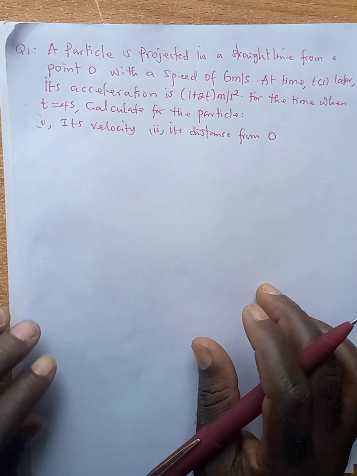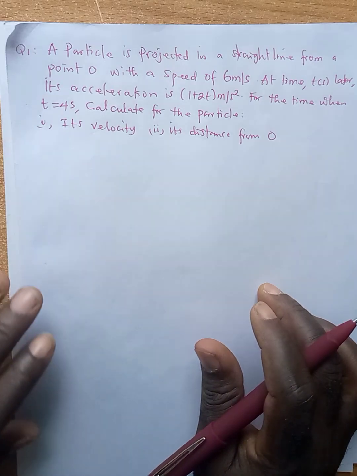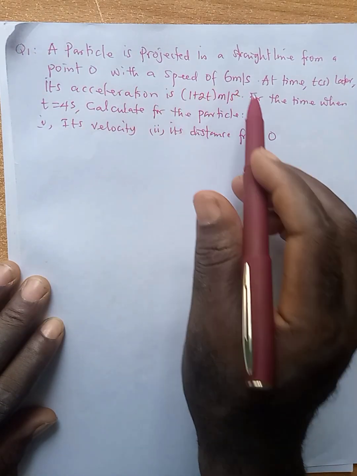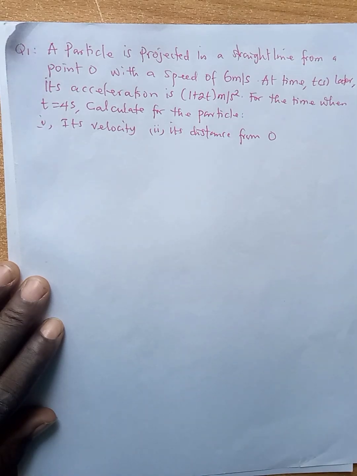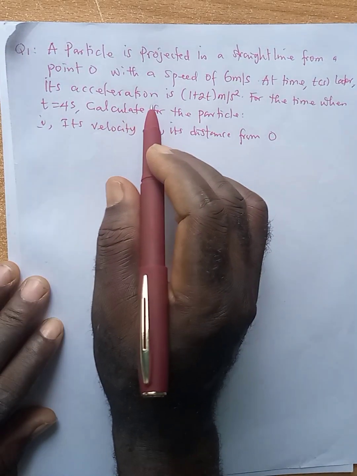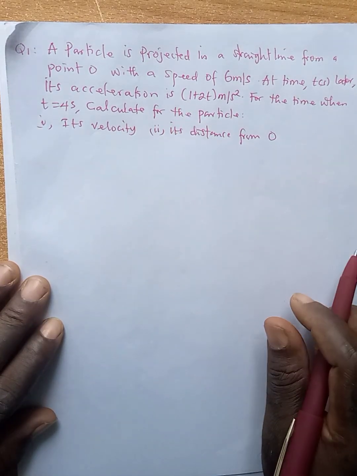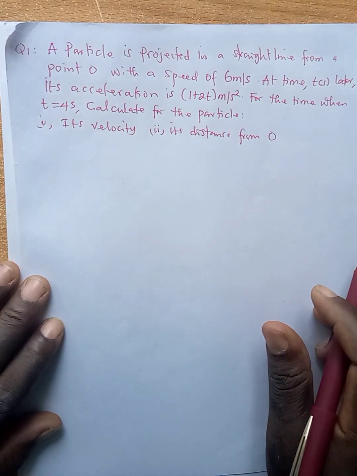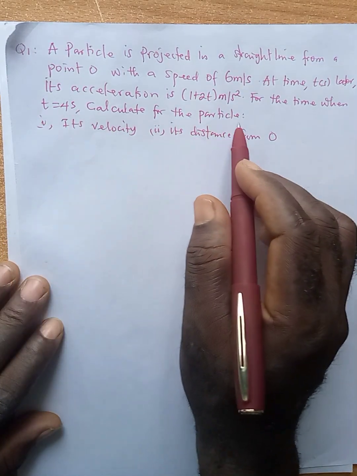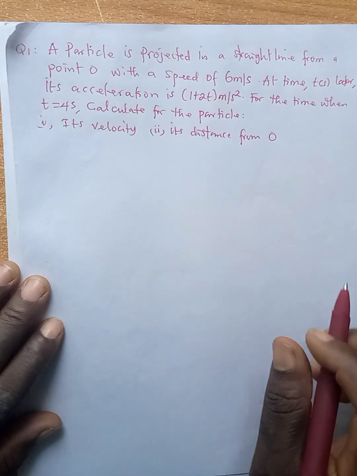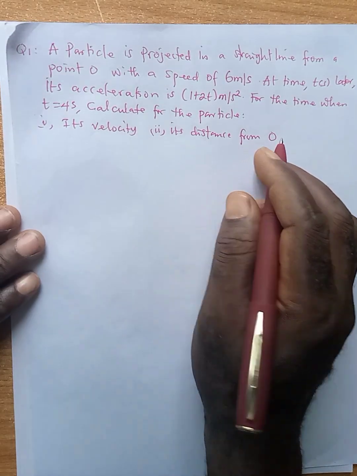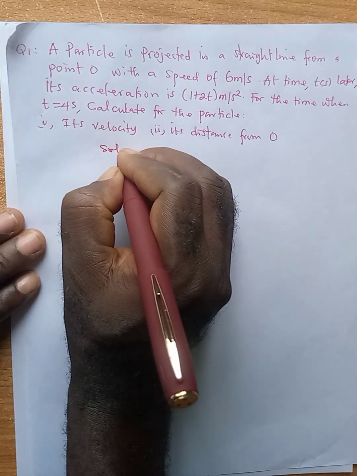Here we have example 1. The question says that a particle is projected in a straight line from point O with a speed of 6 meters per second. At time t seconds later, its acceleration is given as 1 plus 2t meters per second squared. When the time is 4 seconds, we have to calculate the particle's velocity and its displacement from O. Now let us take a look at the solution to this.